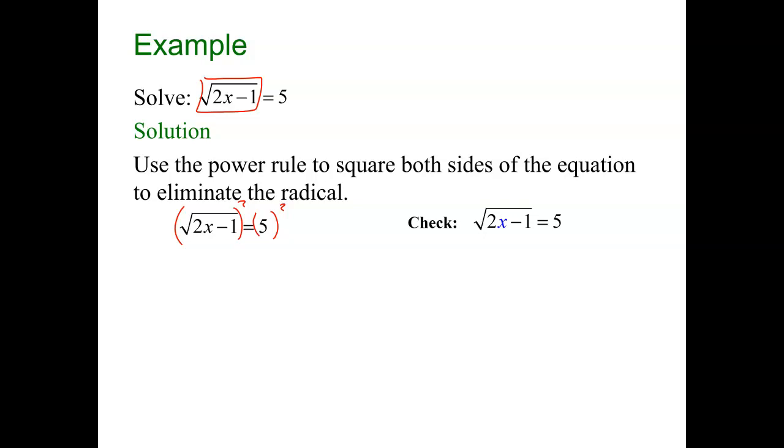So, what is the square of the square root of 2x minus 1? 2x minus 1. And what is 5 squared? So now I just have a linear equation that I can solve like we've been solving linear equations. What am I going to do first? Add the 1. Good. So add the 1 to both sides, giving me 2x equals 26, and then x equals 13.